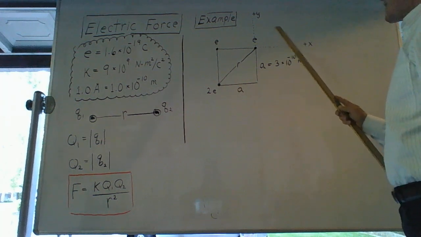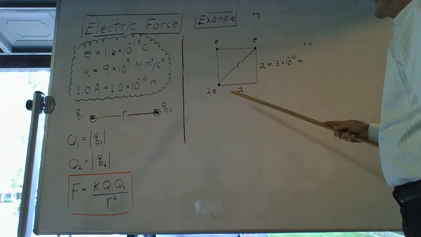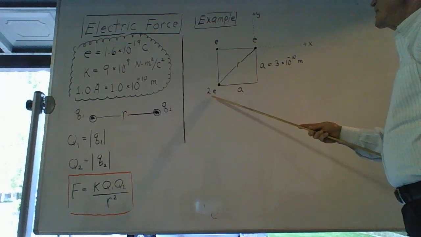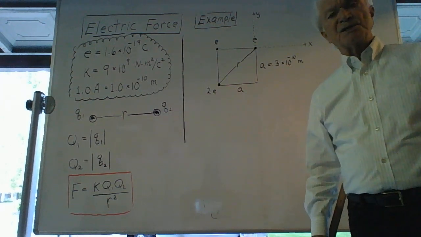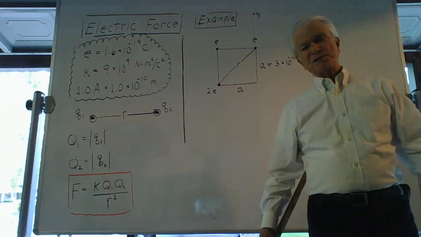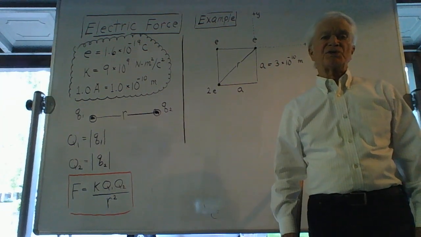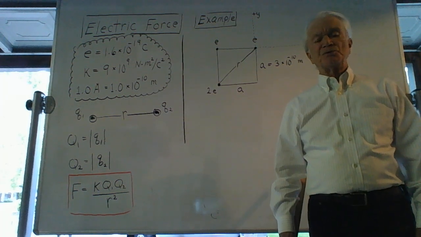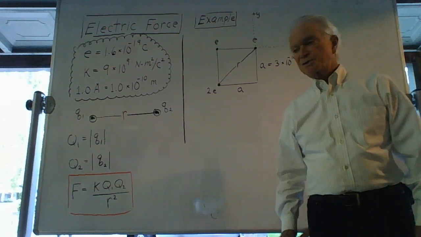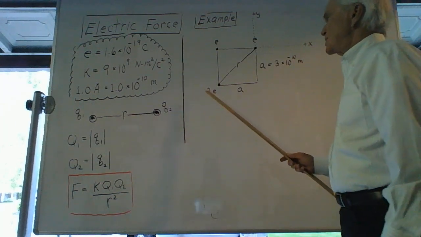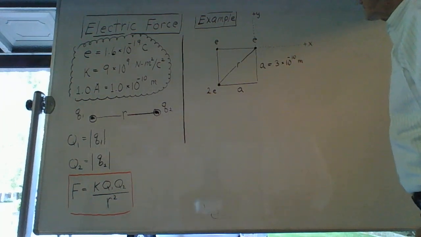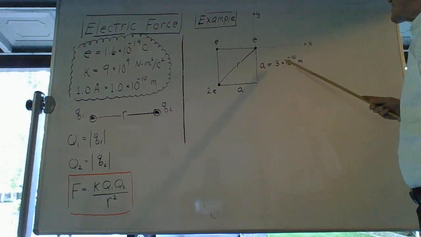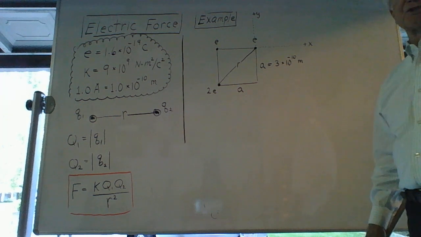Here's our sample problem. We have a square. At three of the vertices we have a proton, and that object is a doubly ionized magnesium ion. It was once a magnesium atom. Two electrons were snatched away from it, leaving behind an excess of two charges equivalent to two proton charges, double plus. Its charge is 2 times the charge of a proton. The length of each side of the square is 3 times 10 to the negative 10 meters, otherwise known as 3 angstroms.